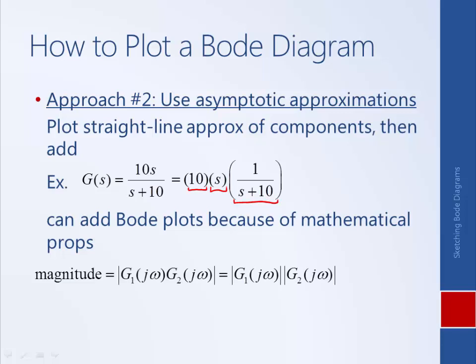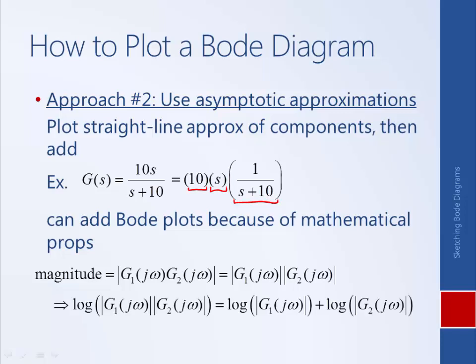So for the magnitude plot, we know that the magnitude of a product of two complex numbers is equal to the product of the individual magnitudes of those complex numbers. And then if we go further and take the logarithm of this, because the magnitude plot is drawn in terms of decibels, you may recall that the logarithm of a product is equal to the sum of the logarithms.